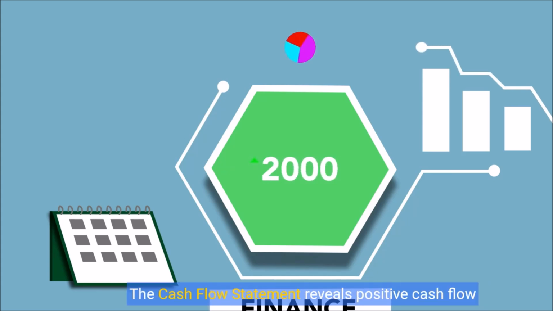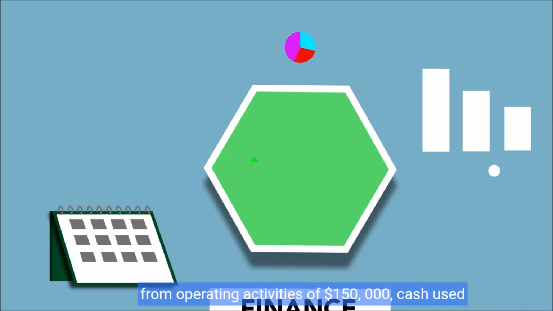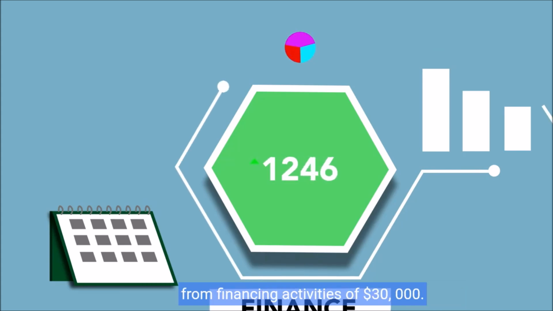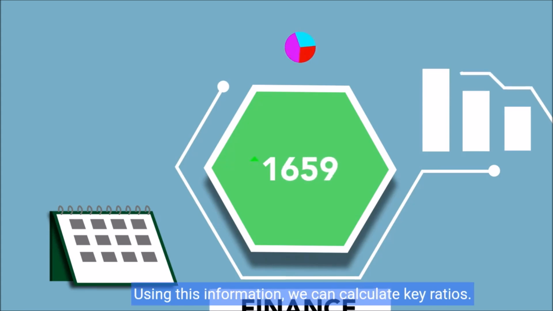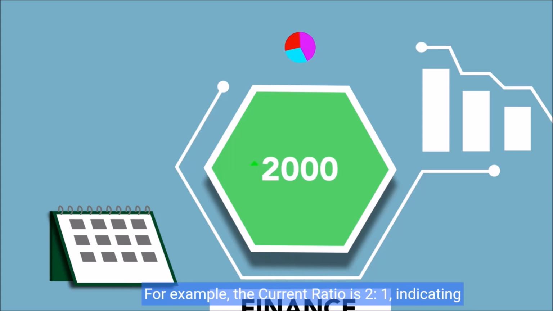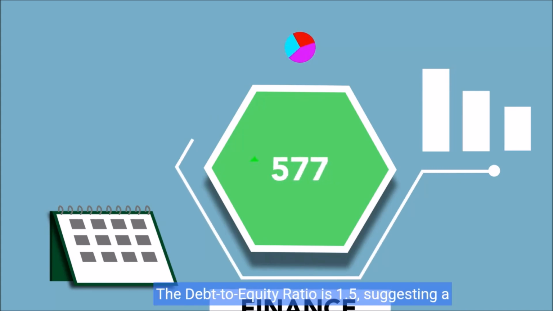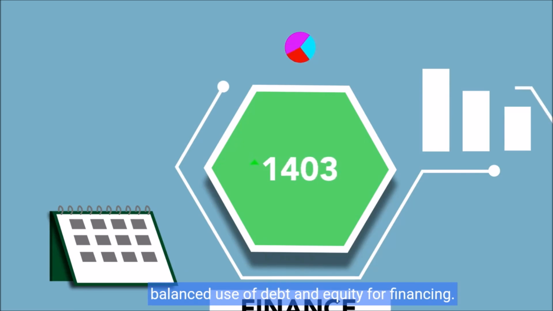The cash flow statement reveals positive cash flow from operating activities of $150,000, cash used in investing activities of $50,000, and cash flow from financing activities of $30,000. Using this information, we can calculate key ratios. For example, the current ratio is 2.1, indicating good short-term financial health. The debt-to-equity ratio is 1.5, suggesting a balanced use of debt and equity for financing.